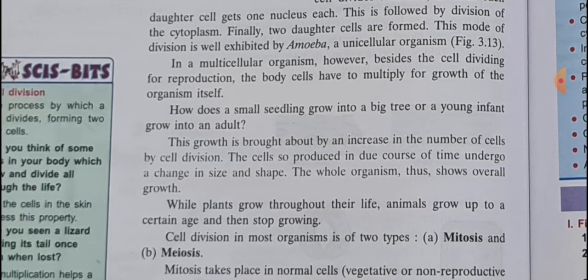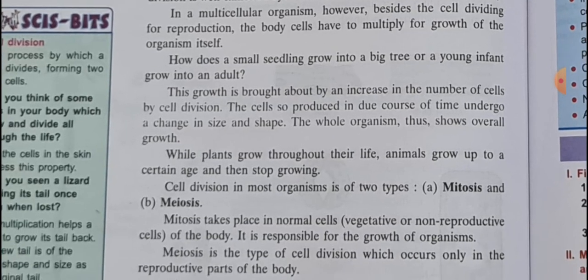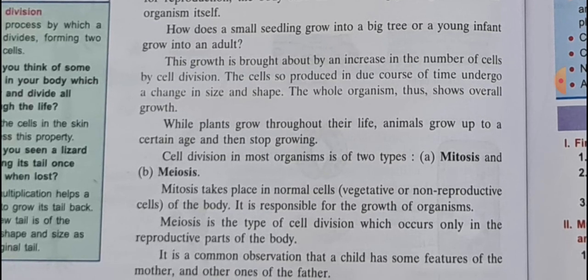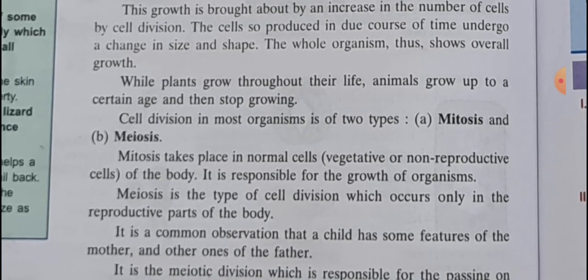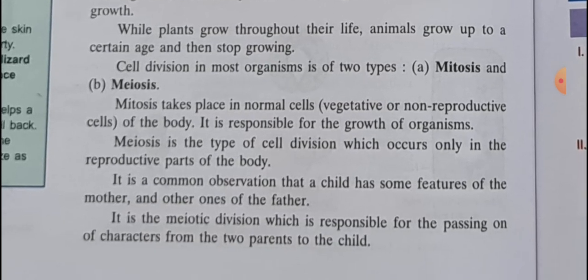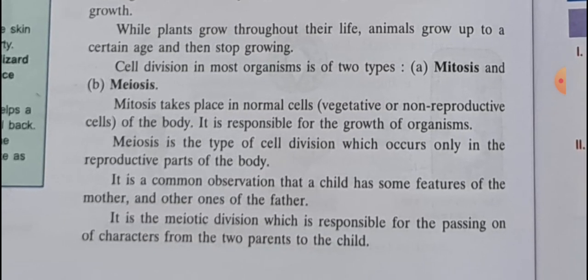In multicellular organisms, however, besides the cell division for reproduction, the body cells have to multiply for growth of the organism itself. How does a small seedling grow into a big tree, or a young infant grow into an adult? This growth is brought about by an increase in the number of cells by cell division. The cells so produced in due course of time undergo a change in size and shape. The whole organism thus shows overall growth. While plants grow throughout their life, animals grow up to a certain age and then stop growing.